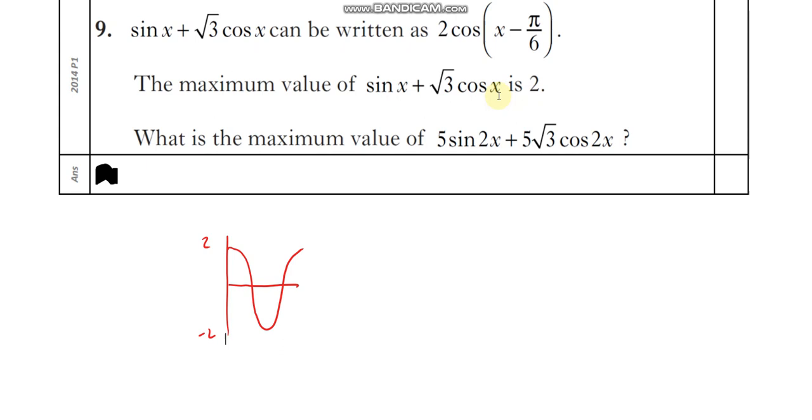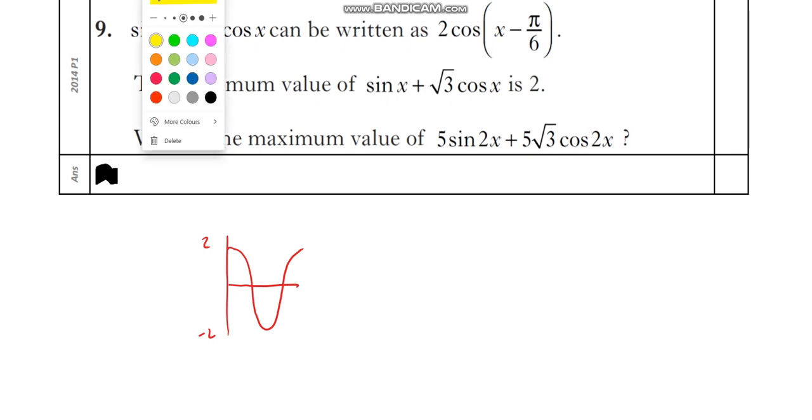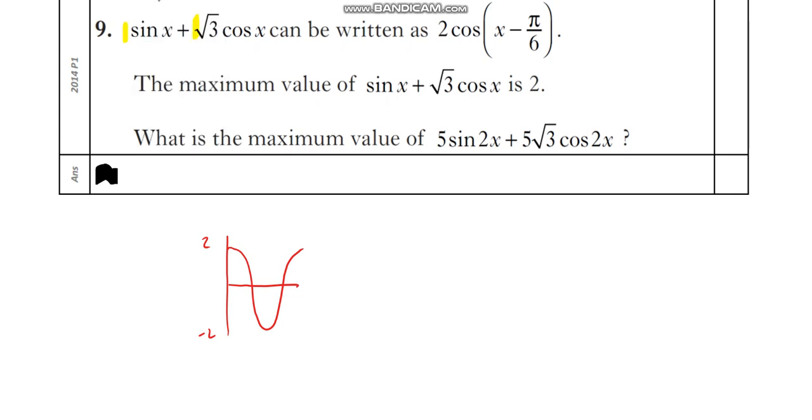The maximum value is 2. Well, I just told you that, didn't I? Because 2 is there. So actually, you really need to know that. But now it says, what's the maximum value of this? Well, what's different? In front of here, there was nothing, but the maximum value is still 2.